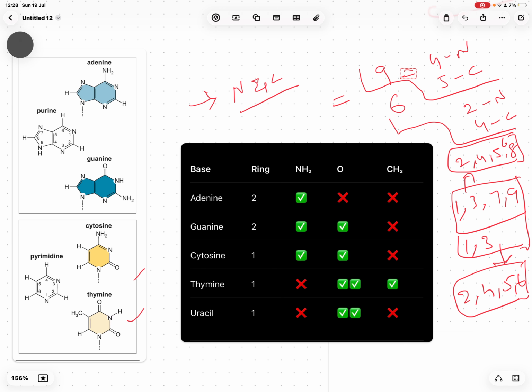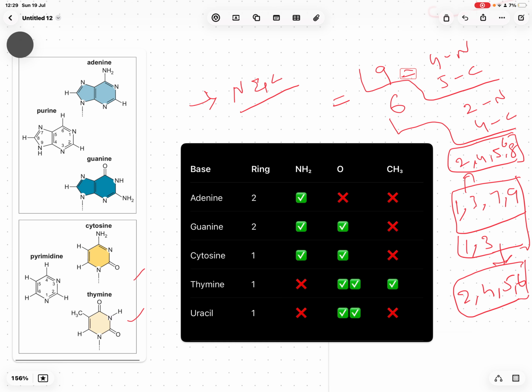Okay, so these are the purines and pyrimidines, which have two rings and one ring respectively, with two different types of atoms, and we also see the position of these atoms. The nitrogen and the carbons are present at different positions in purines and in pyrimidines. Apart from this, what is most important to understand the structure of these nitrogen bases is their functional groups. The functional groups are so important.